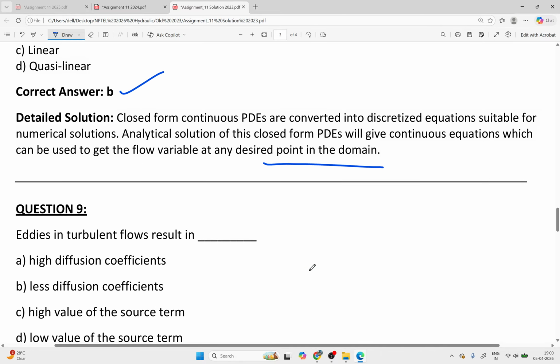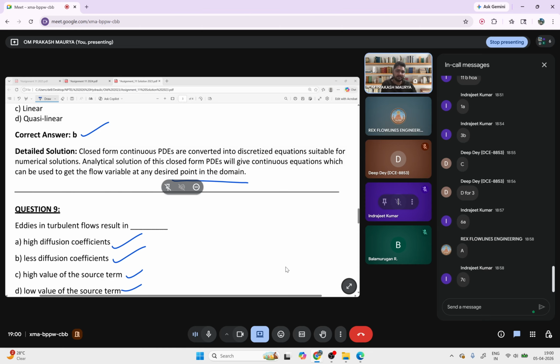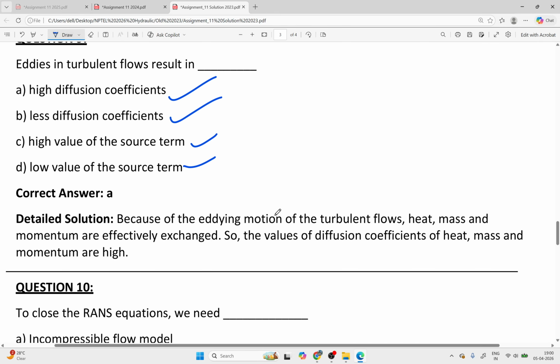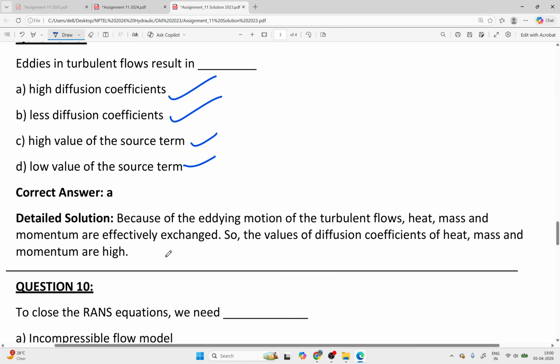Next question. Eddies in turbulent flow result in: high diffusion coefficient, less diffusion coefficient, high value of the source term, or low value of the source term. Please, if you are able, write your answer for question number 9. Quick please, we don't have time. You are telling A option, high diffusion coefficient. Yes, definitely it is correct, because with the eddying motion of turbulent flow, heat, mass and momentum are effectively exchanged, so the values of diffusion coefficient of heat, mass and momentum are high.